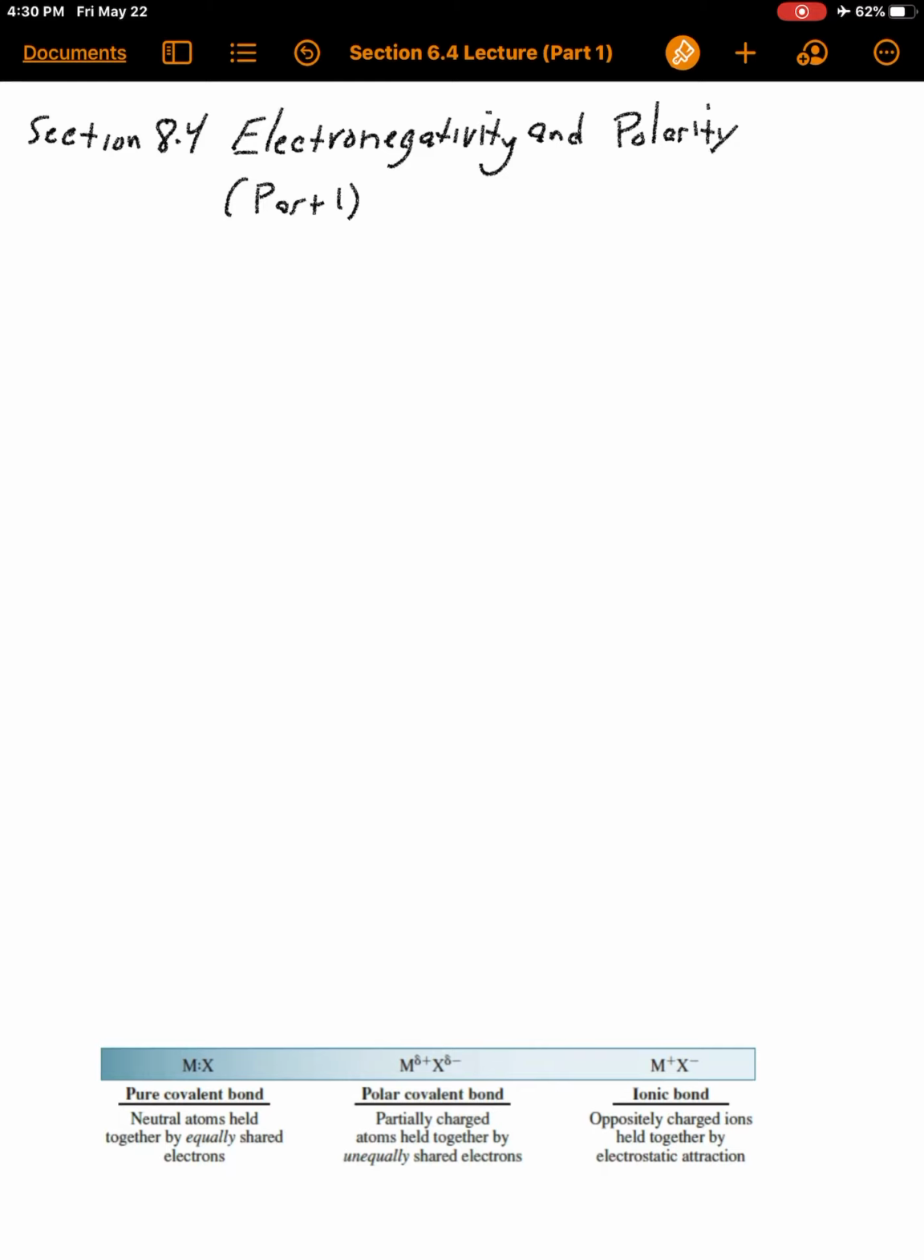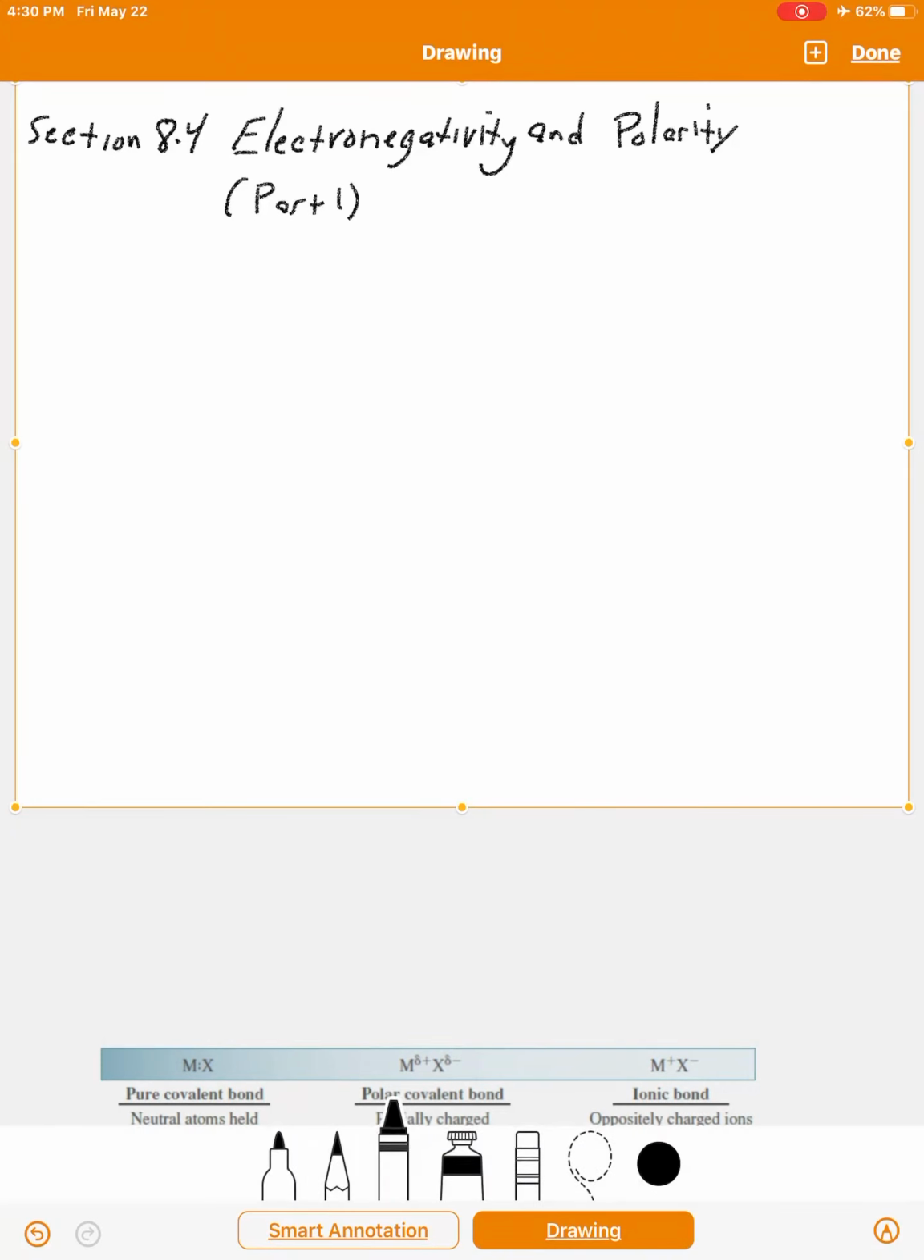Section 8.4, electronegativity and polarity. So we're going to talk a little bit about the idea of charge in a chemical bond. So let's begin by considering an ionic bond.